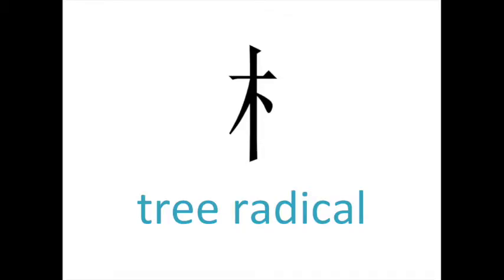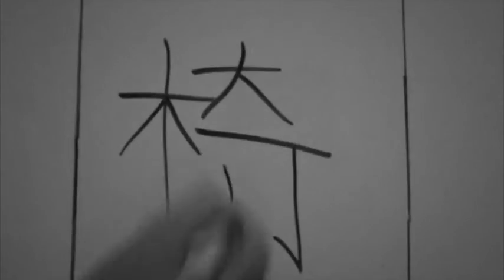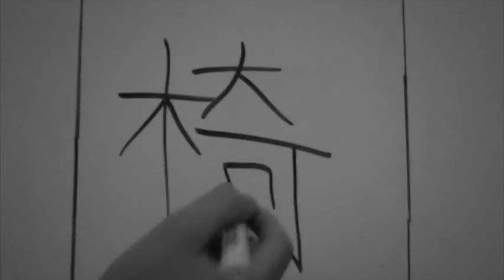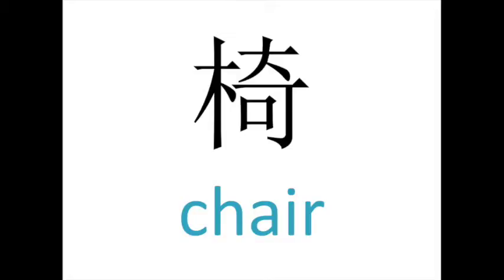The next character is the character for chair. It has a radical on the left side, which means tree. Right? Yay, it's a tree. Yeah, chairs are made of wood, made from trees. And then if you look at the rest of the character, it looks like a man sitting at a desk. Like he has a computer on the desk, and he's probably sitting on a chair, right, at his computer. So it's chair, pretty easy.